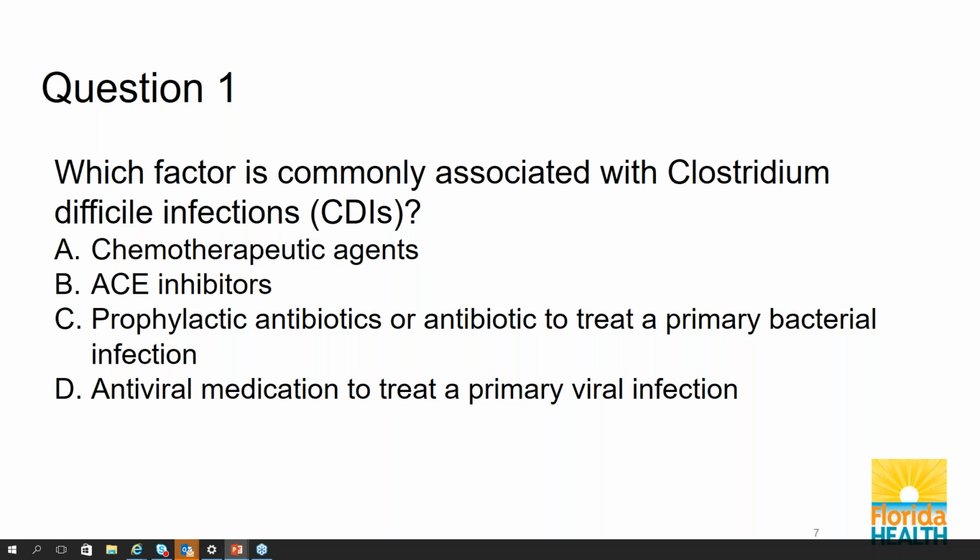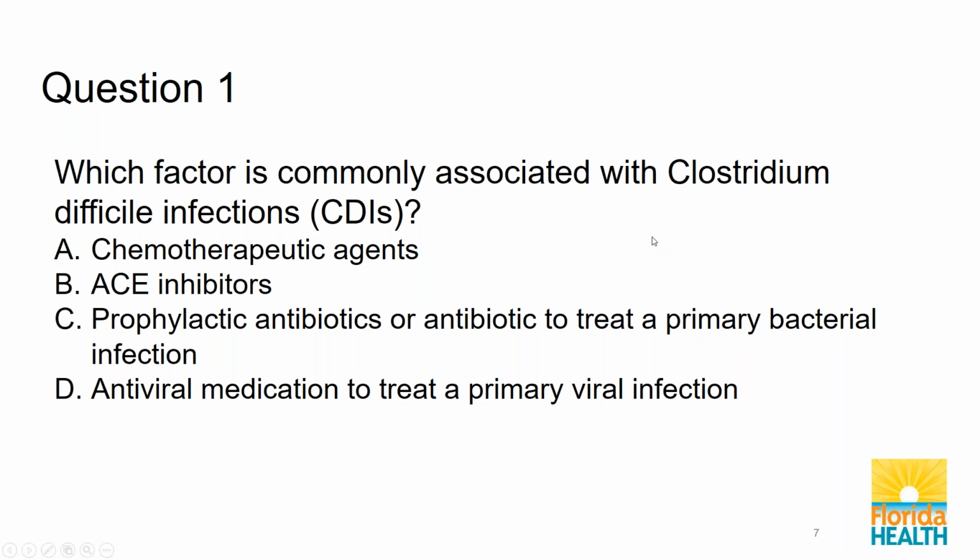Okay, we have a lot of C's. We have one B. The majority of you are putting C's, which is correct. Prophylactic antibiotics or antibiotics to treat a primary bacterial infection. And that goes back into people being in these high risk environments, being exposed to antibiotics which alters their microflora in their gastrointestinal system, which can really throw things out of whack for people.